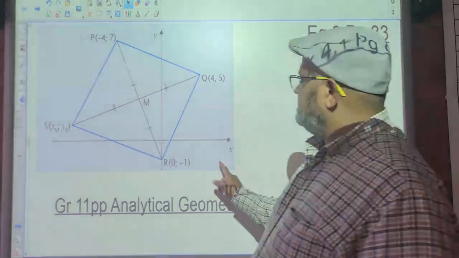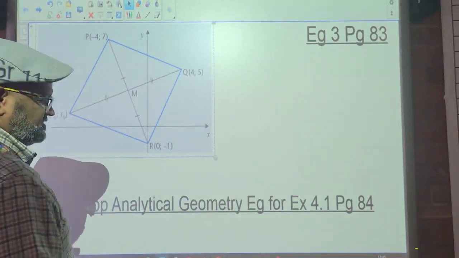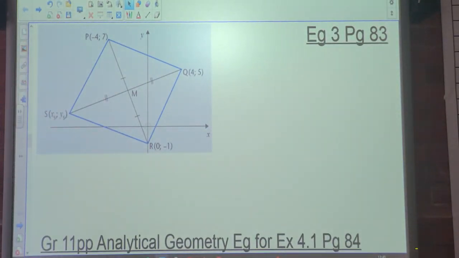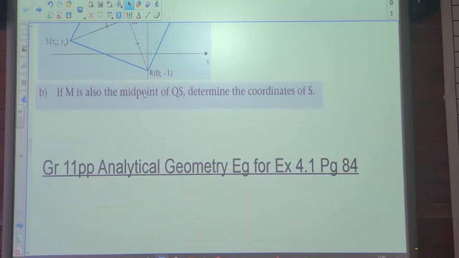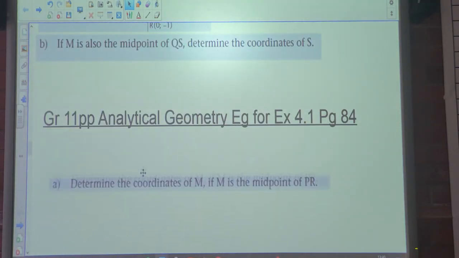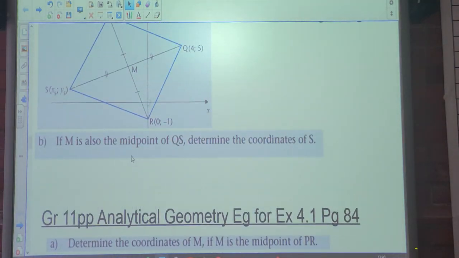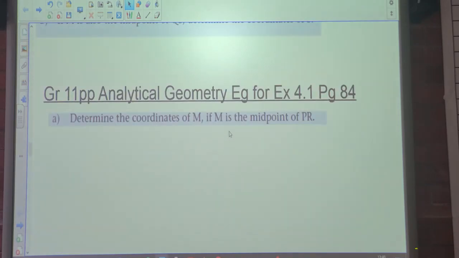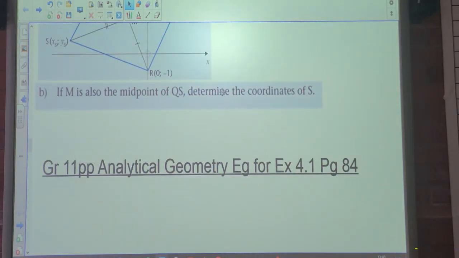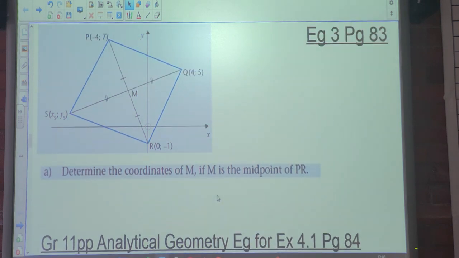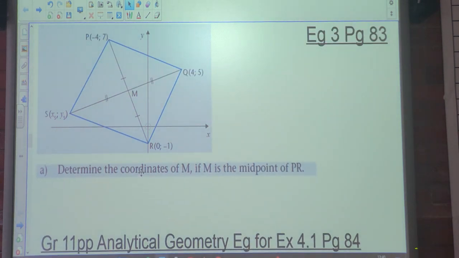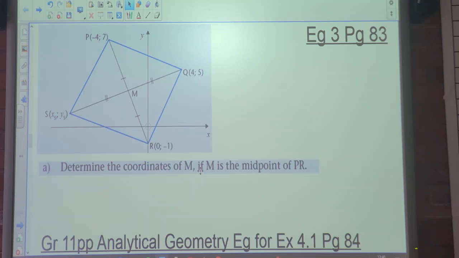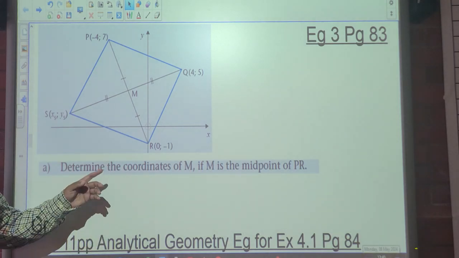So the first question says, if M is also the midpoint of QS, determine the coordinates of S. Now that is B's part of the question. Let's go to A first. Question A says, determine the coordinates of M if M is the midpoint of PR.